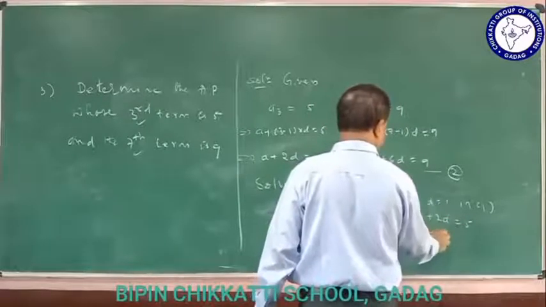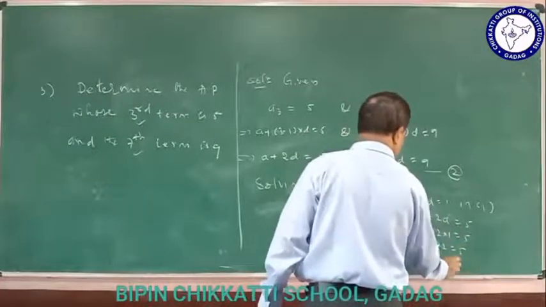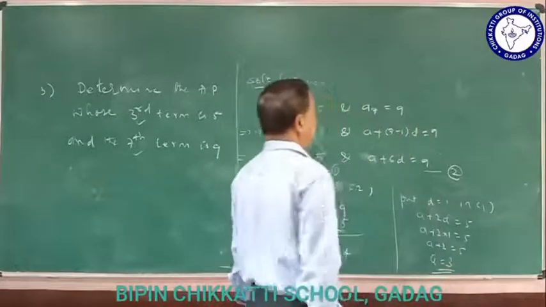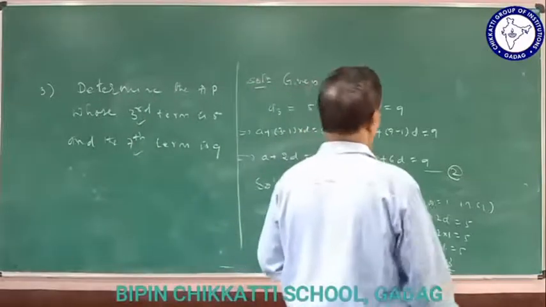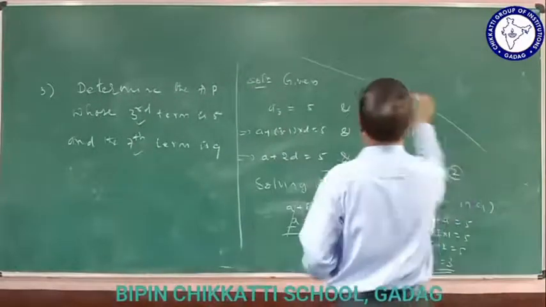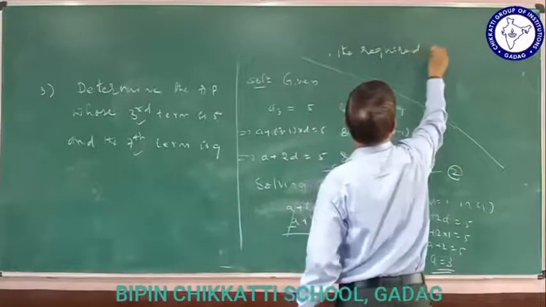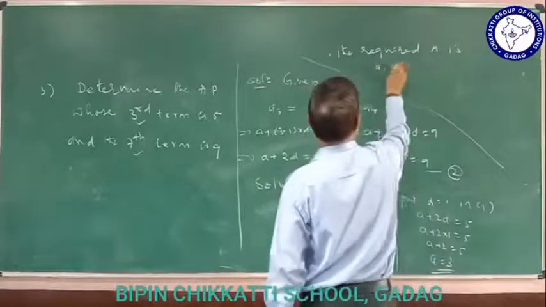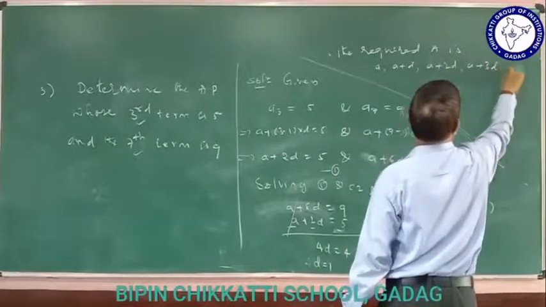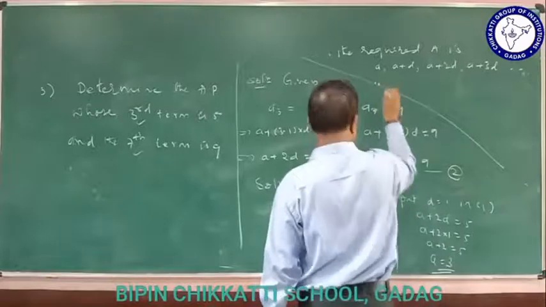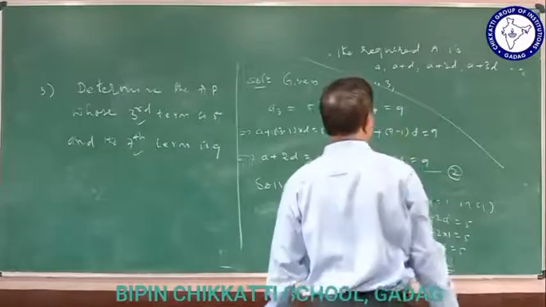And A plus 2 into 1 is equal to 5. A plus 2 is equal to 5. And A equal to 5 minus 2 means 3. So when you see this, the required AP you can write directly. Therefore, the required AP is A, A plus D, A plus 2D, A plus 3D. A means how much? 3, and D is how much?